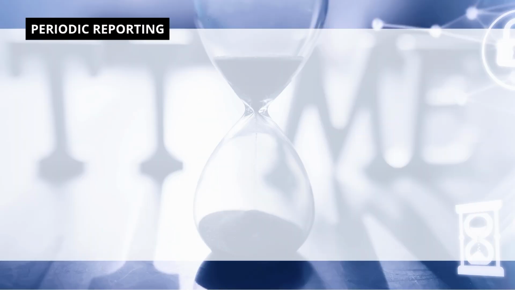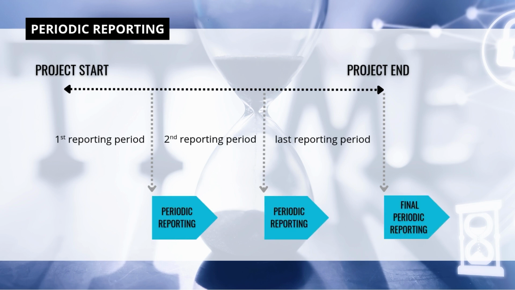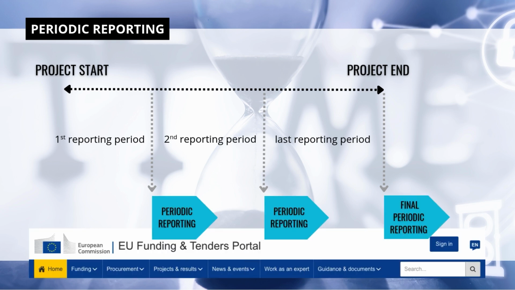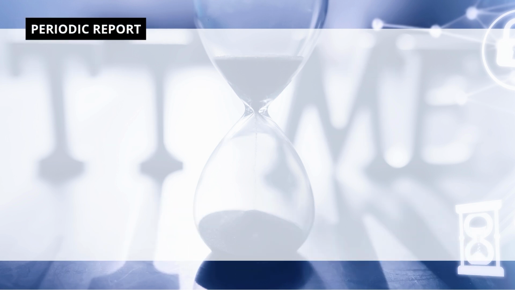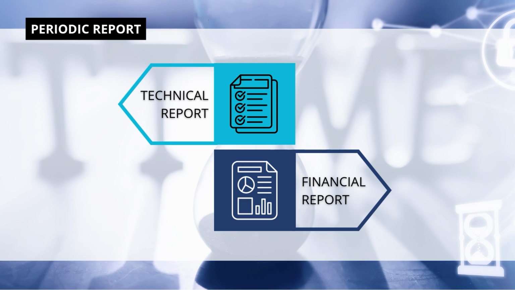As mentioned in the introductory video, at the end of each reporting period, periodic reporting is automatically opened in the Funding and Tenders portal. The periodic report consists of a technical and financial part, including financial statements of all beneficiaries with brief explanations for selected cost categories.